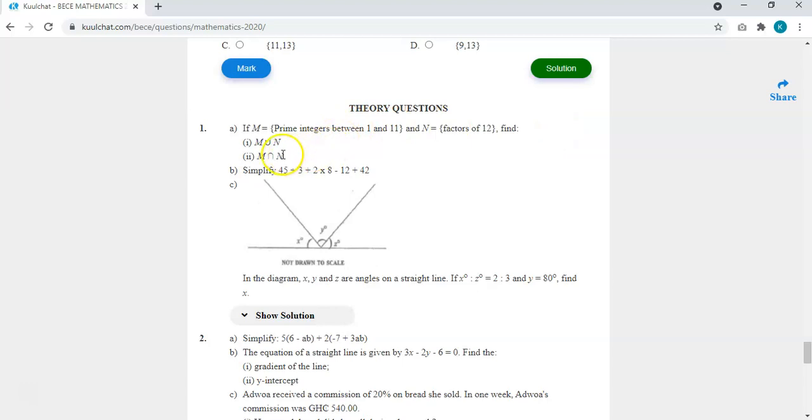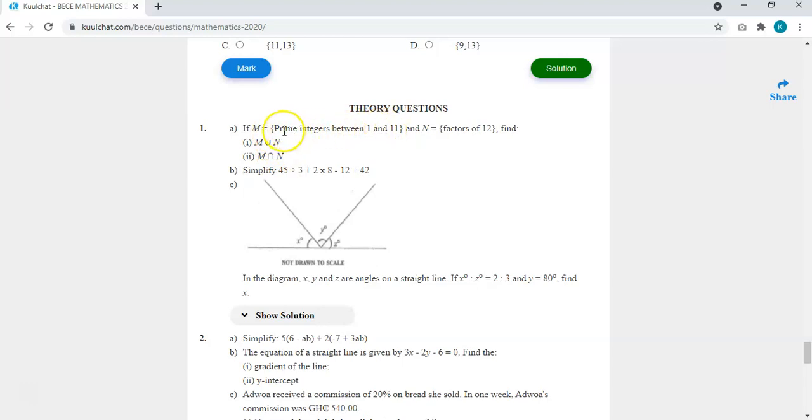Okay, the intersection is what appears in both sets. So what you can find in set M and at the same time find in set N is the intersection of both sets. But before that, you need to list them. Okay, so they say M is the prime integers between 1 and 11.